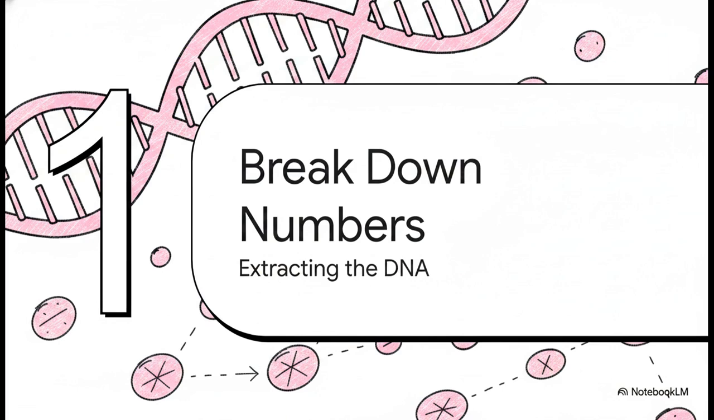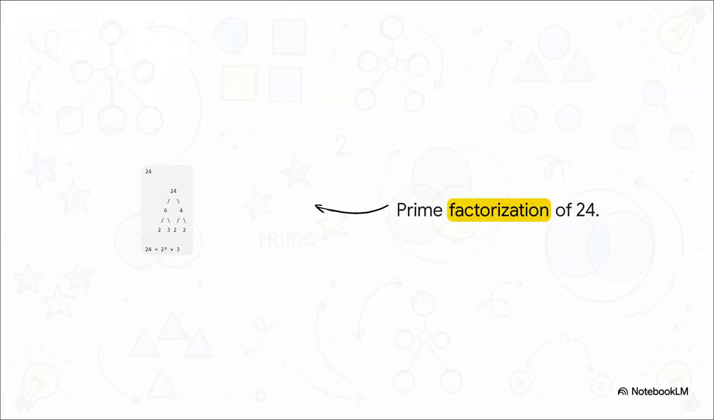Extracting the DNA. Okay, so to really understand how numbers relate to each other, we first need to find their fundamental prime building blocks. Just like everything in biology is made up of basic building blocks, every number is built out of prime numbers. A prime number, just as a quick reminder, is a number that can only be divided by 1 and itself. We're talking about numbers like 2, 3, and 5. So let's extract the DNA of 24 using a visual factor tree to branch it down.